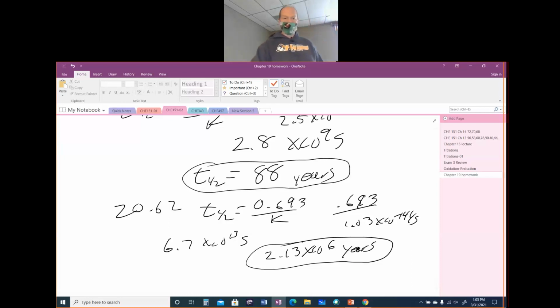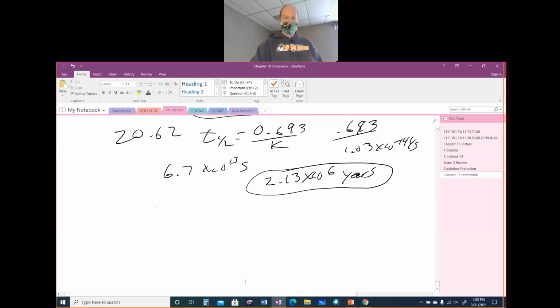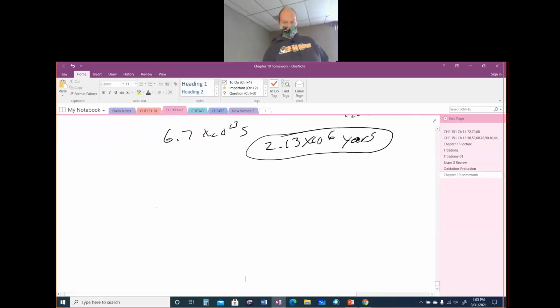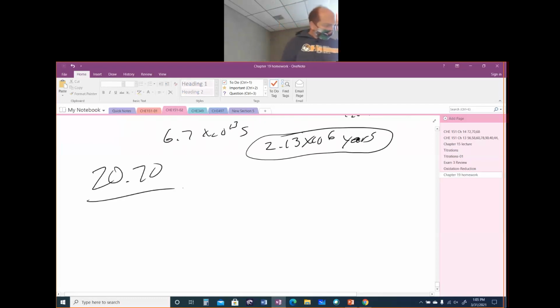Let's do number 7. A solution of sodium iodide, iodine-131, is given to a patient. What fraction would remain undecayed after 5 hours? Okay, what fraction would remain after 5 days?